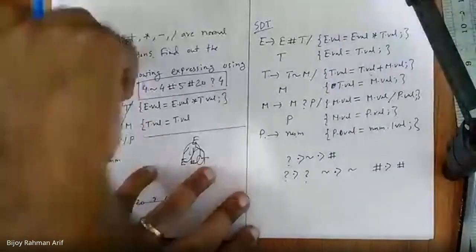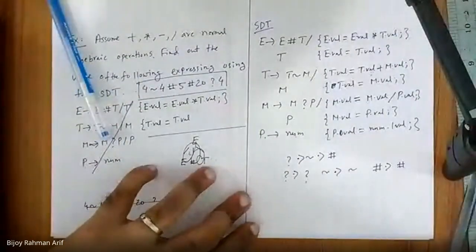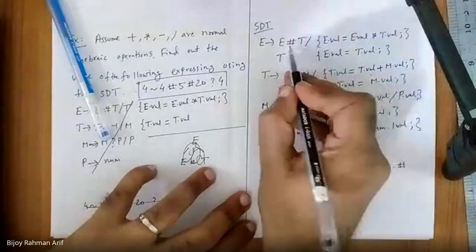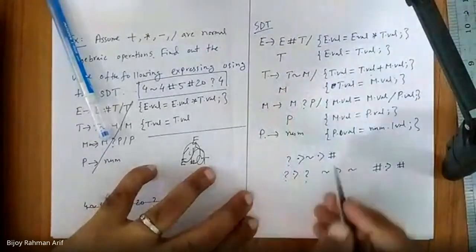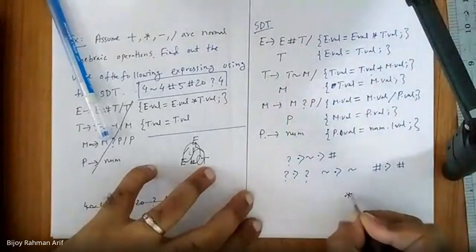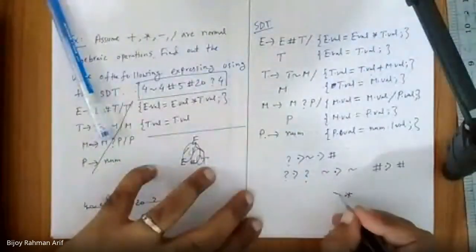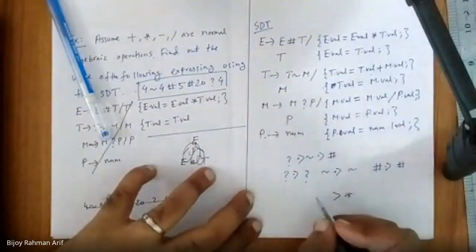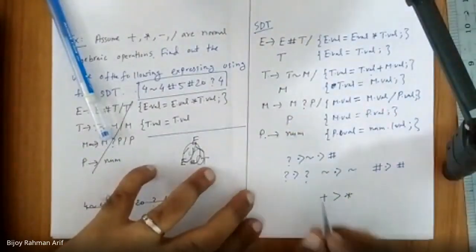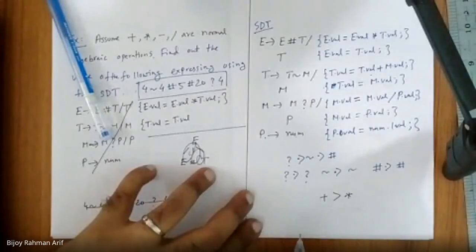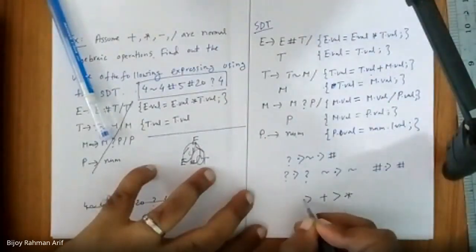Now try to make an analogy. Hash is nothing but star. Wiggle is nothing but plus. Then question mark is nothing but division.